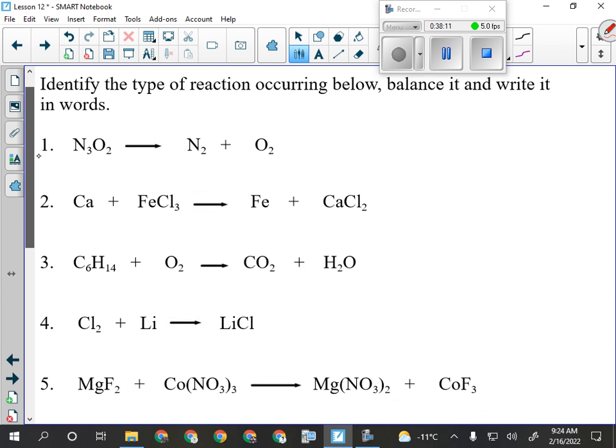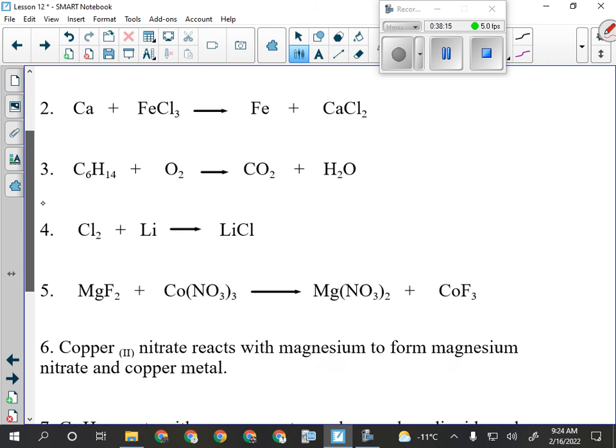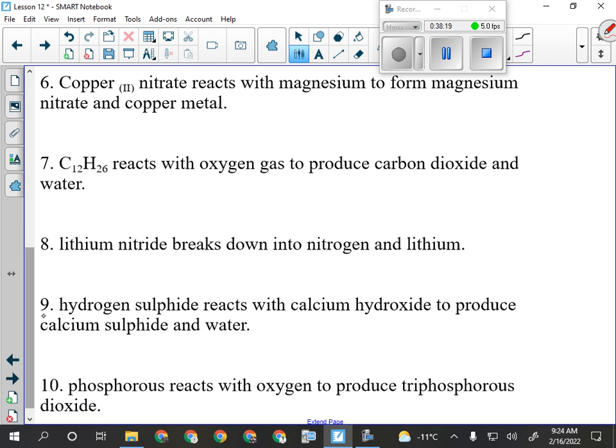Okay, let's have you guys try these 5 here. Same thing that we were doing. Actually, no. Let's have you try it the other way. These 5, we're going from name to formula. I give you the word equation, and you have to write it in its formula form, identify the type, and balance. We'll do the first one together.